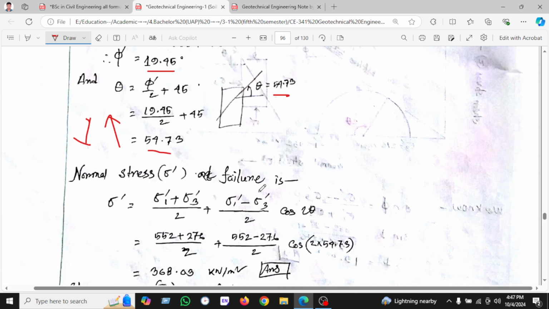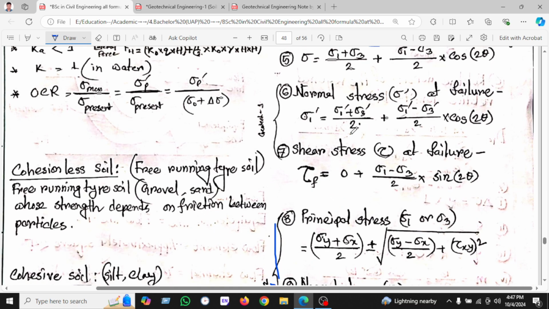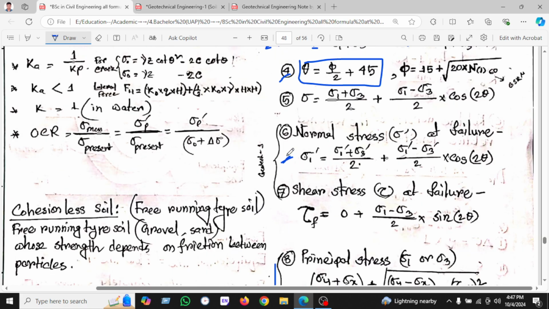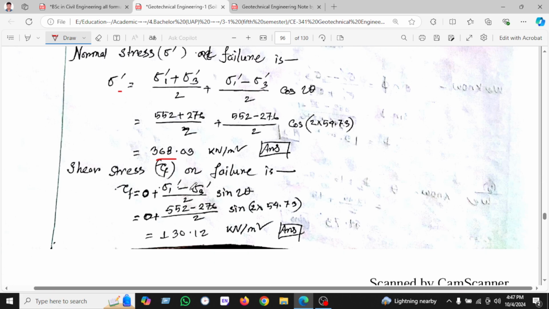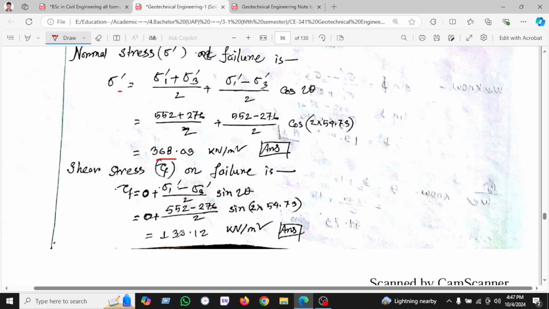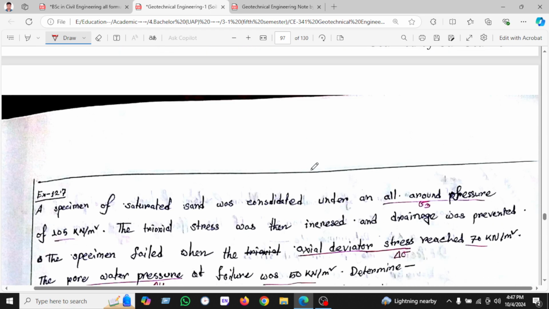The normal stress prime at failure mode, how we'll get it, this is the formula we have found. In this formula we use sigma 1. We have used formula number 6, normal stress at failure, sigma 1 plus sigma 3 divided by 2, plus sigma 1 minus sigma 3 divided by 2 cos 2 theta, and found 368 kilonewton. And shear stress at the failure mode, we have used formula 7 and found 130 kilonewton per meter square. These are our answers.